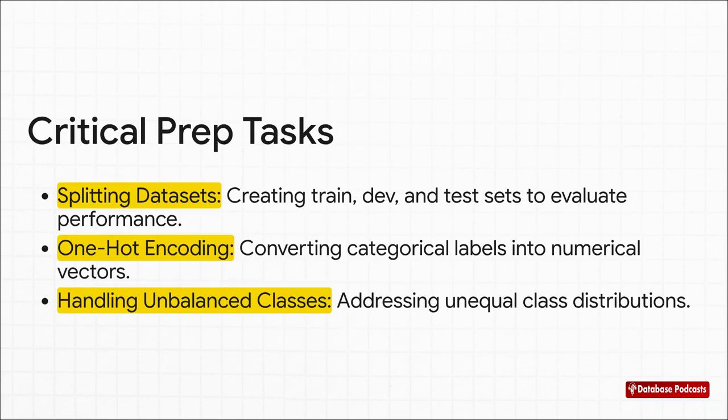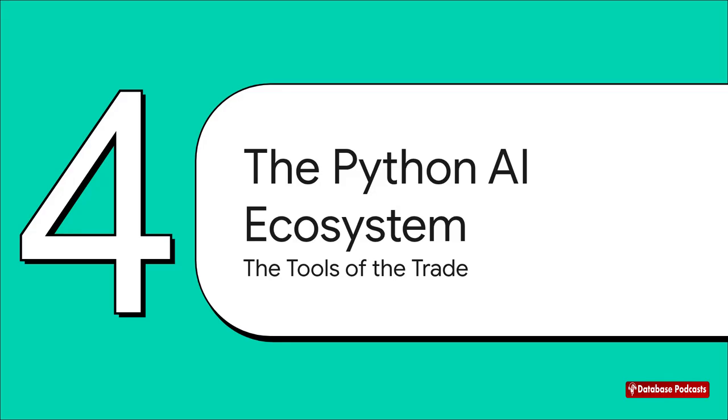So what does good prep look like? Well, a few key things. First, you've got to split your datasets so you can train the model on one part and then test it on data it's never seen. Then there's something called one-hot encoding, which is just a clever way to turn words like cat or dog into numbers. And you absolutely have to handle unbalanced classes to make sure your model doesn't just get lazy and guess the most common answer every time. Man, that sounds like a ton of work. Nobody's doing all that by hand, right?